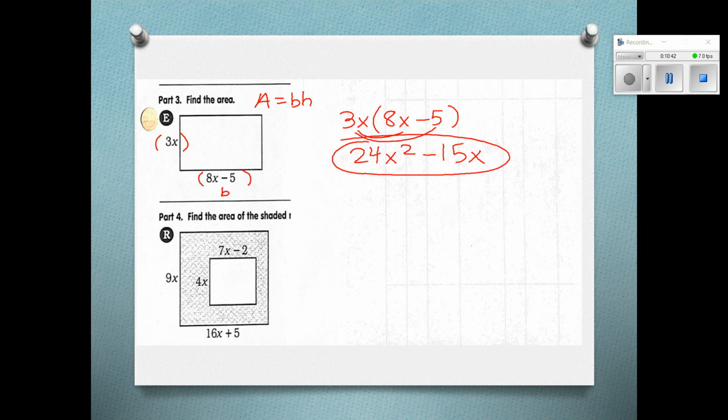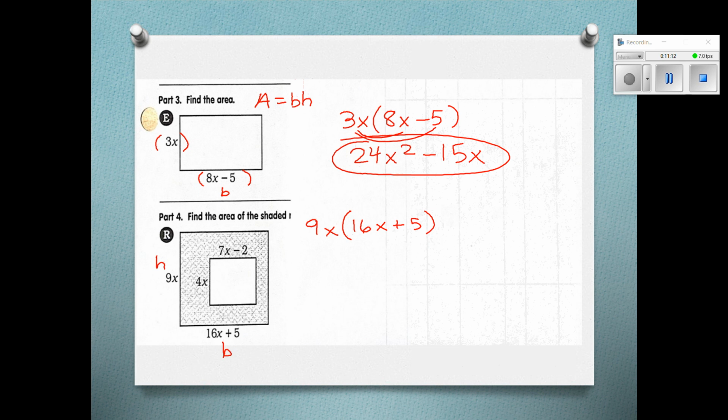On part 4, this is where we find the area of the shaded region. So this is where you have 3 parts again. You have to find the area of the large rectangle, find the area of the small rectangle, and then subtract them. So let's start with the large rectangle. Here is the base, 16x plus 5, and here is the height. We want to multiply them together. So I'm going to put the monomial on the outside and the binomial on the inside, 16x plus 5.